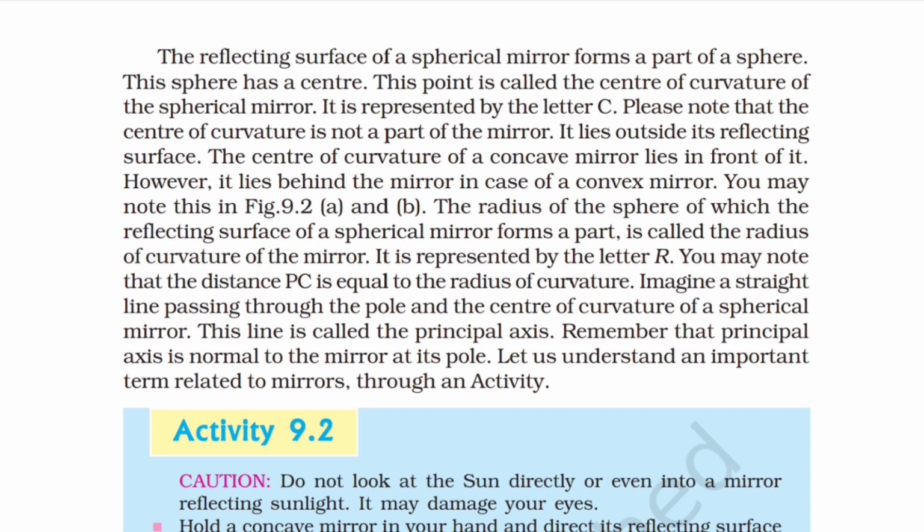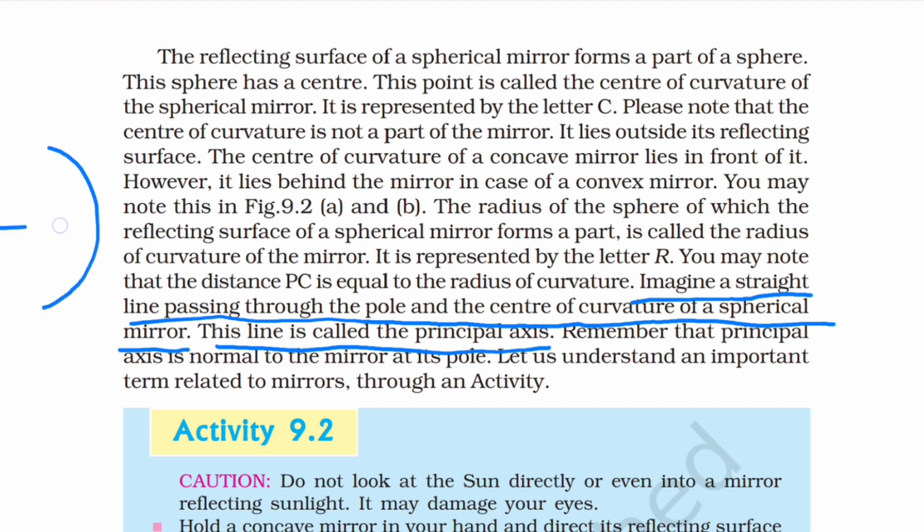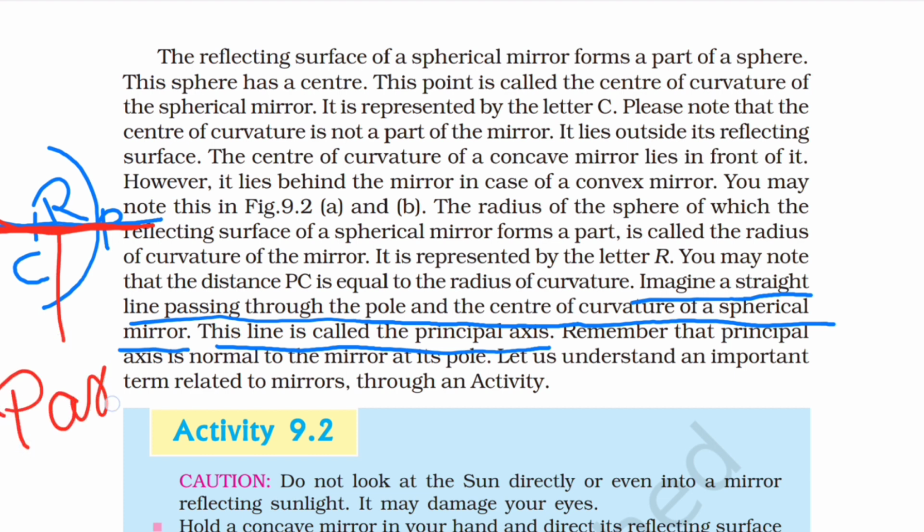Next, imagine a straight line passing through the pole and the center of curvature of a spherical mirror. This line is called the principal axis. This is important. This is P, this is the radius, and this straight line that I am showing now is called the principal axis.